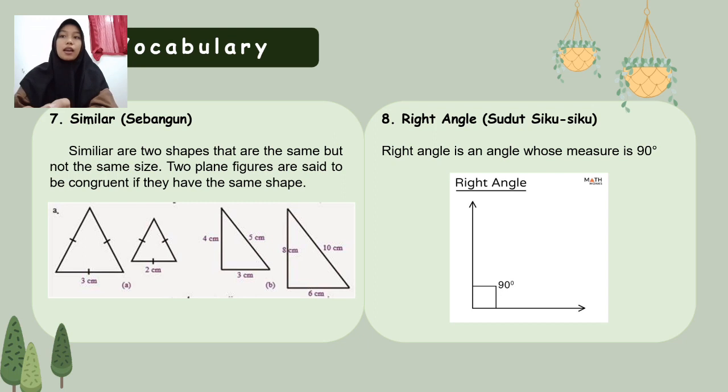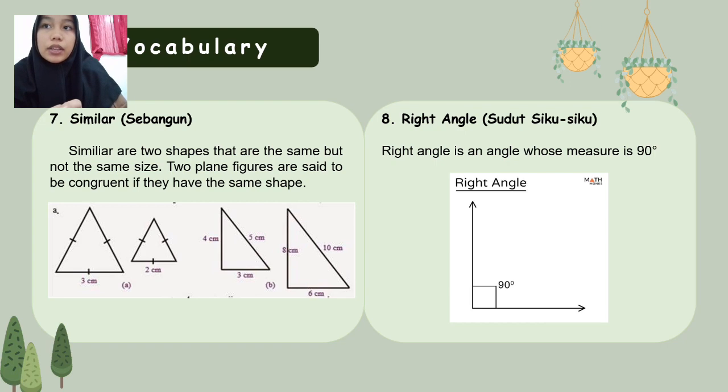Next we have similar. In Indonesian we say sebangun. Similar are two shapes that are the same shape but not the same size. Two plane figures are said to be congruent if they have the same shape. Next we have right angle. In Indonesian we say sudut siku-siku. Right angle is an angle whose measure is 90 degrees.